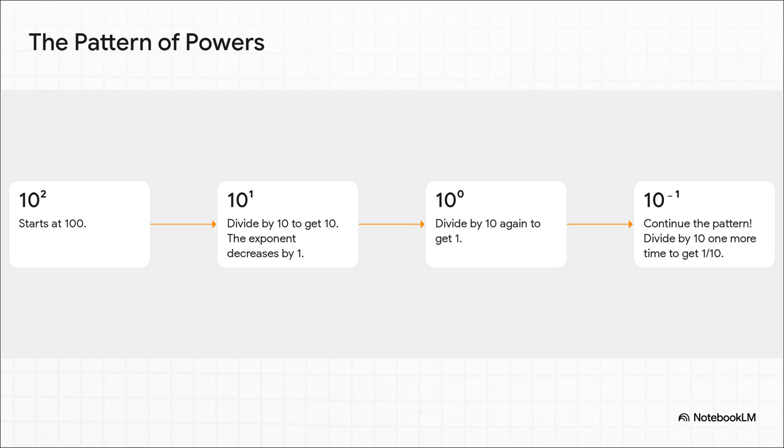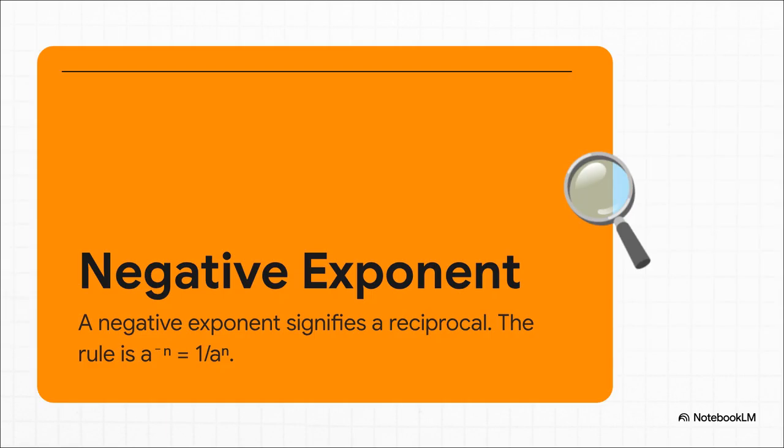Check it out. 10 squared is 100. To get to 10 to the power of 1, we divide by 10, which gives us 10. To get to 10 to the power of 0, we divide by 10 again, and we get 1. So, to get to 10 to the power of -1, we just keep the pattern going and divide by 10 one more time. And that gives us 1/10. And that little pattern perfectly shows us the rule for negative exponents.